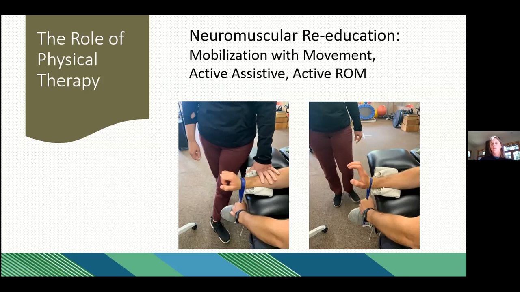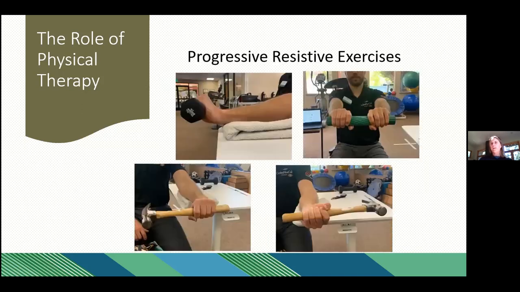It can include isometric exercises, active motions, things that train those muscles. As we gain new range of motions, they need to relearn how to move you into that new motion. So that's what neuromuscular re-education is all about, is getting those muscles to be retrained to remember how to move you there. And then finally doing various progressive resistive exercises using dumbbells for wrist flexion extension.